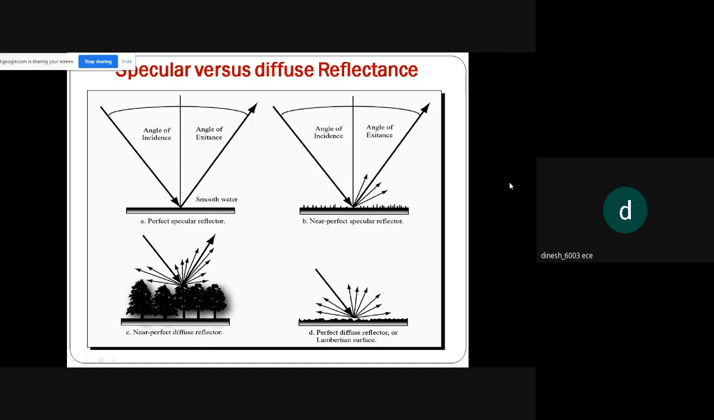Near a perfect specular reflector, not exactly perfect, smooth surfaces give unidirectional reflection, whereas rough surfaces give diffuse reflection. You can see the angle of incidence and the angle of exitance differ. In a near perfect diffuse reflector, the incident wave falls here, and the reflection at smooth places goes like this and in rough places goes like this. When it is a perfect diffuse reflector or Lambertian surface, the incident wave falling on the surface will diffuse like this. This is the major difference between specular and diffuse reflectance.